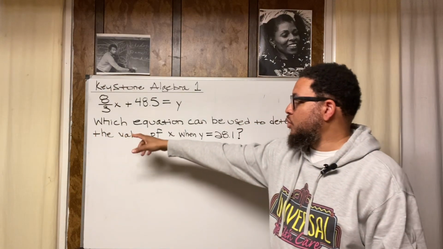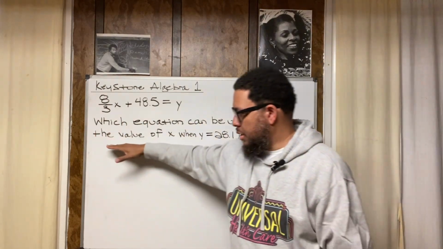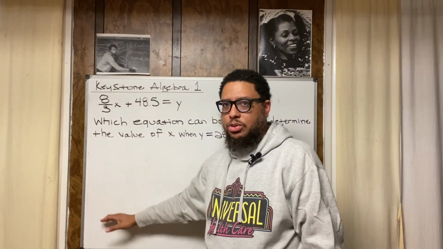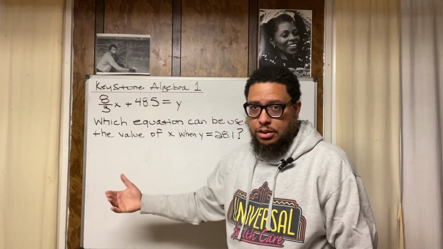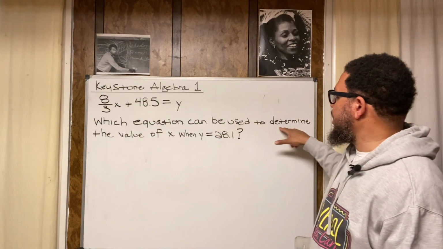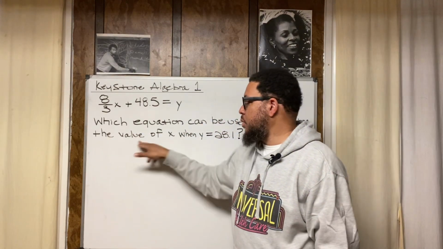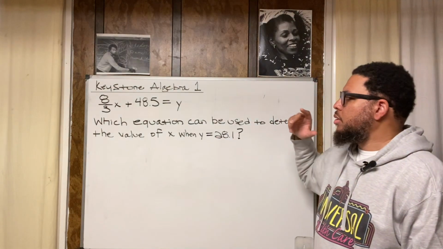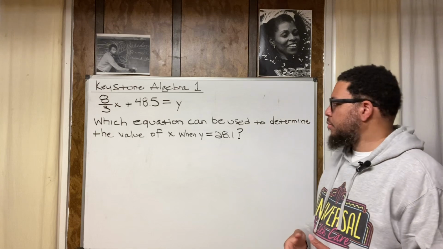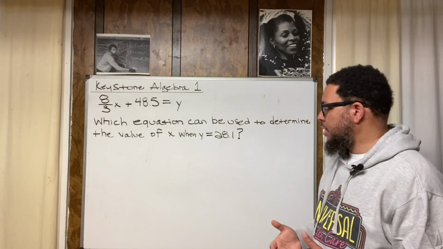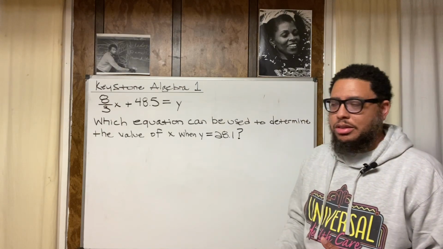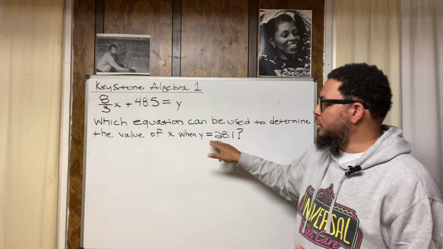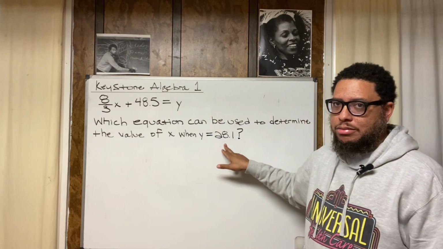Then the question says, which equation, and there would have been multiple choices here of different equations, which equation can be used to determine the value of x when y equals 28.1? What does that mean, right? Basically, all they're saying is this: solve for x and replace y with 28.1. All right, that's all they're saying.